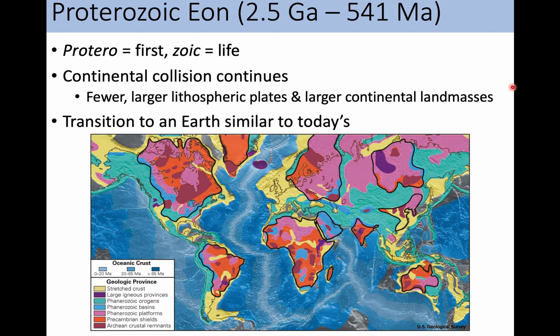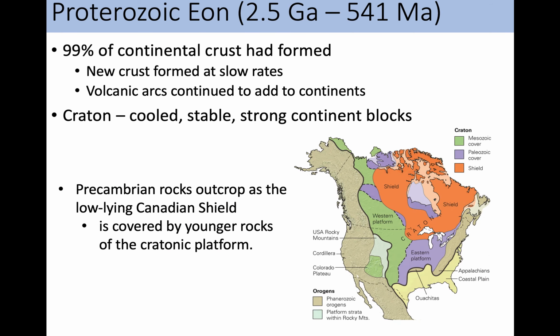So in this time period, our continental collision is still continuing. At this point, we don't have as many teeny tiny pieces of crust. They are combining into larger and larger plates, the way that we have now. And this is when we had the Earth transitioning really into something similar to what we have today. So this eon is where there were a lot of changes that make the Earth look much more familiar to what we are used to today.